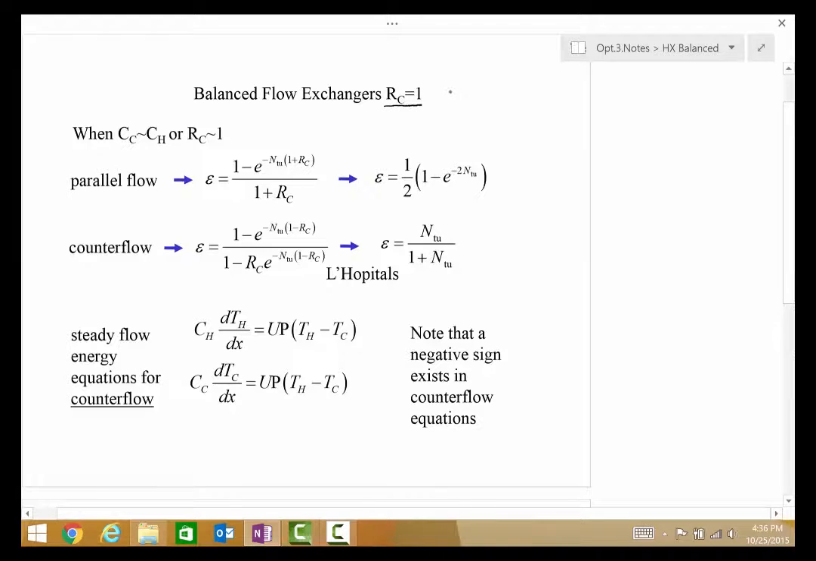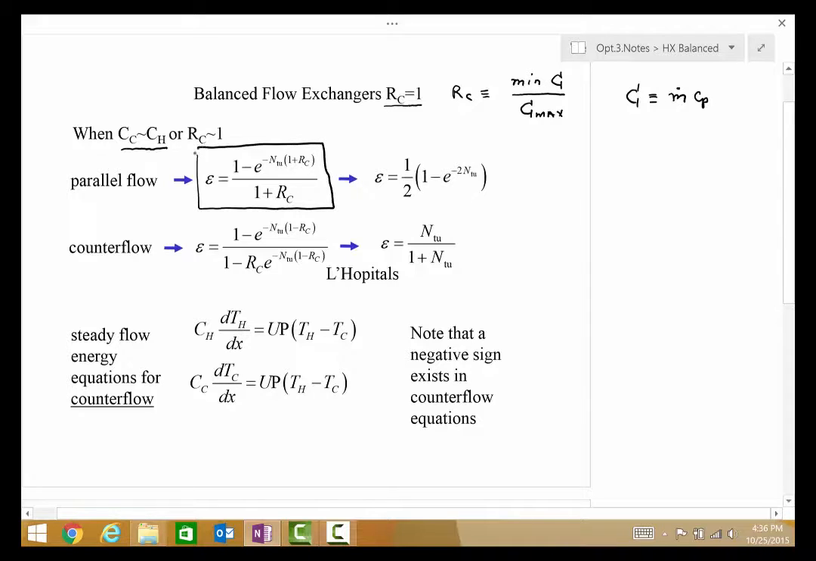So the capacity ratio, RC, is defined as the minimum heat capacity value divided by the max heat capacity value. Remember that C is given as the mass flow rate times the heat capacity. When we have a balanced system and the cold stream capacity is the same as the hot stream capacity, RC is 1. When we talk about a parallel flow system, this gives a relatively simple limit.